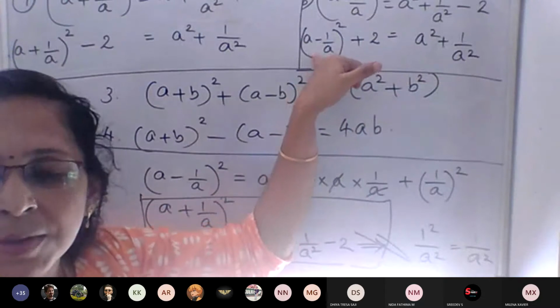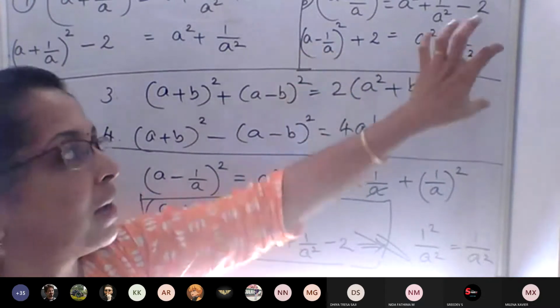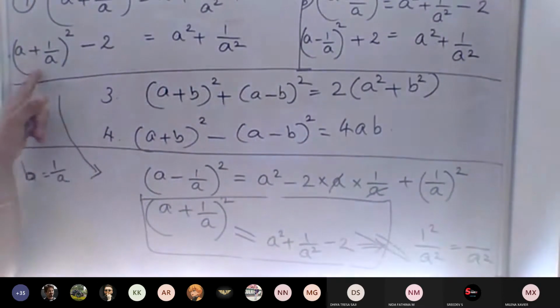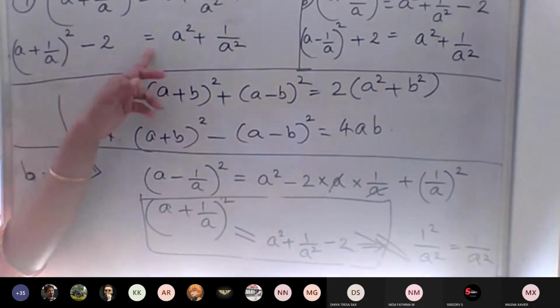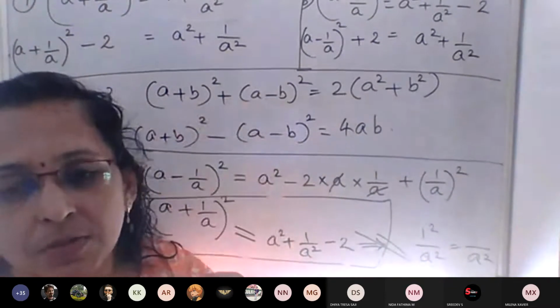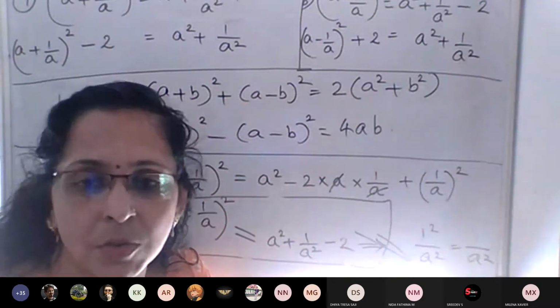A minus 1 by a, which formula can we apply? This one. If the question is a plus 1 by a, we have to apply this formula. So depending upon the question, we will change that. We have to find out a square plus 1 by a square.